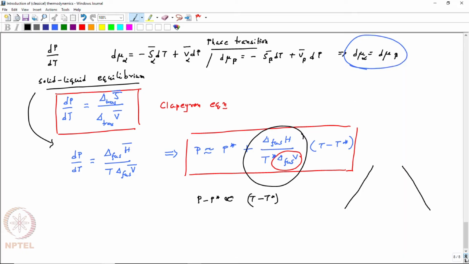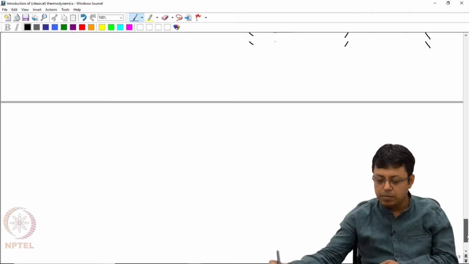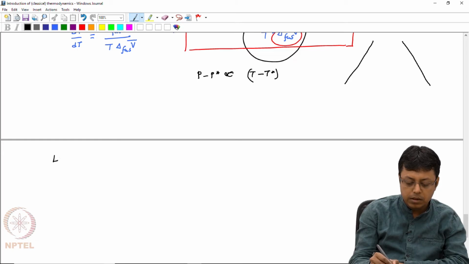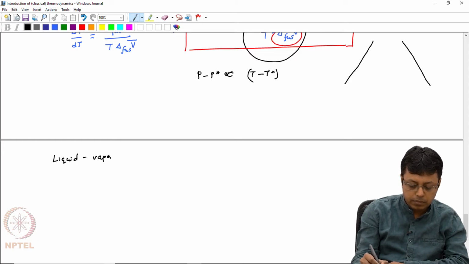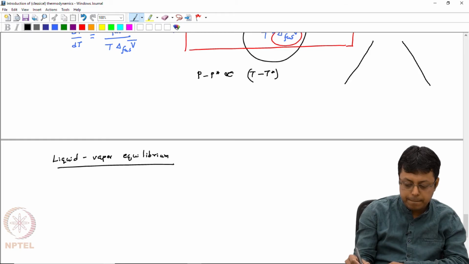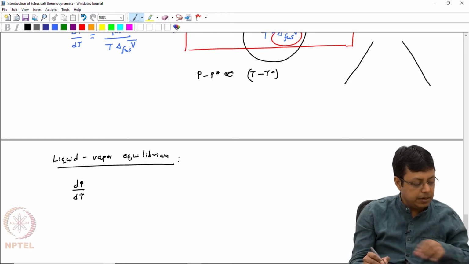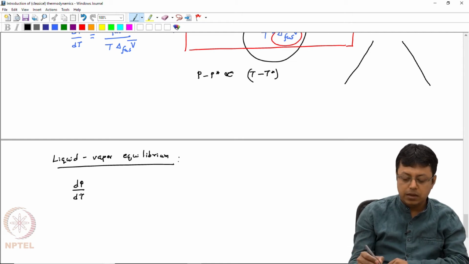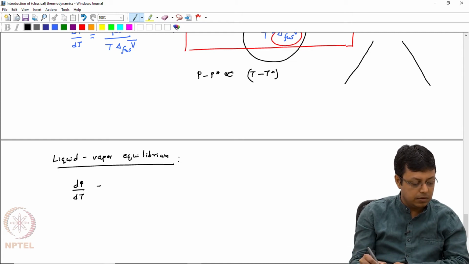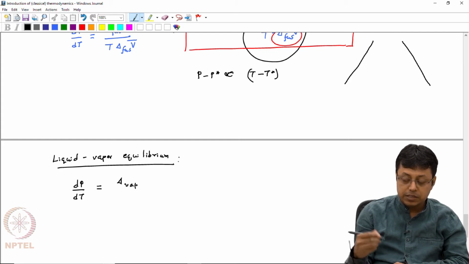The solid-vapor we will not discuss because it will be just like the liquid-vapor equilibrium. For liquid-vapor equilibrium, this slope dP/dT, we can always write it as a transformation, as a vaporization in this case.